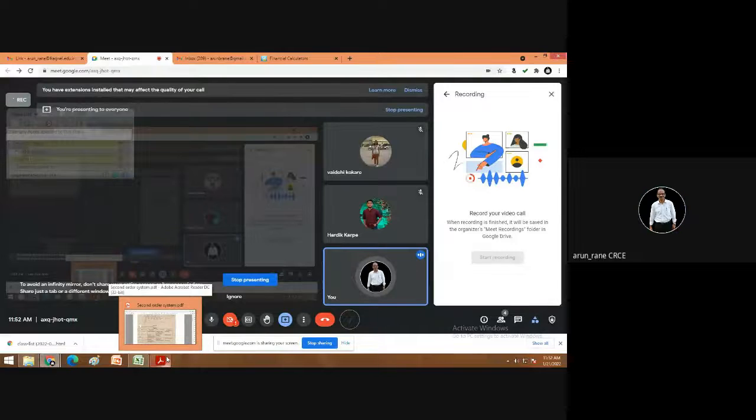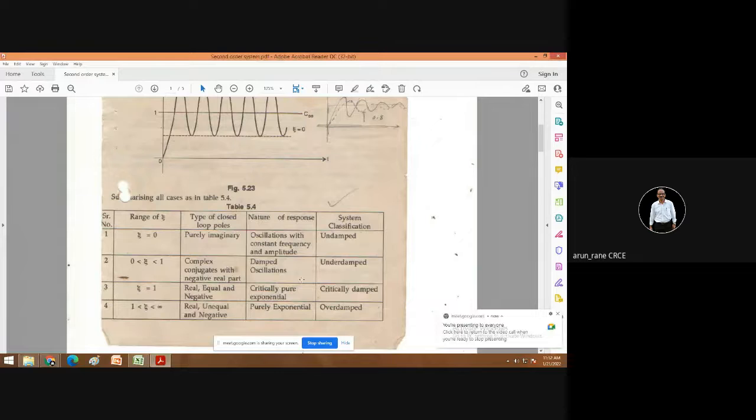Signal program, because then it will be halfway. So we can complete the second order systems.